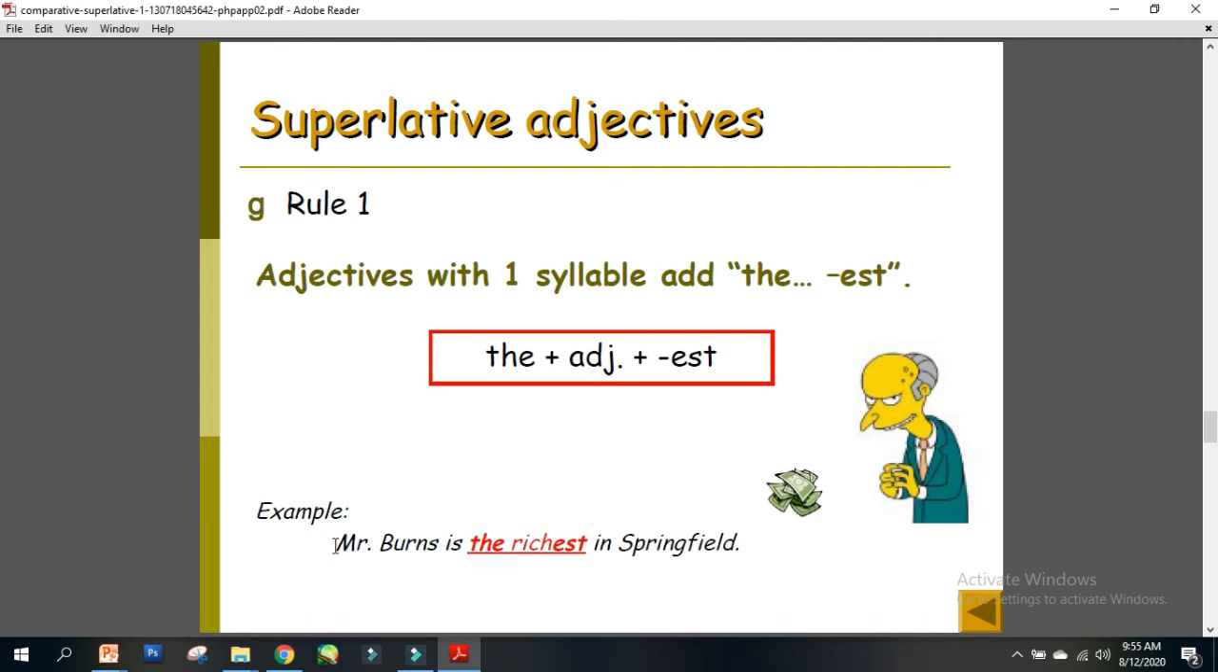Because Mr. Burns is the one who has the most money in Springfield. So we can say that Mr. Burns is the richest in Springfield. Don't forget to add the, and don't forget to add est after the adjective. If you don't have the and also est, we cannot say that the sentence is a superlative adjective.